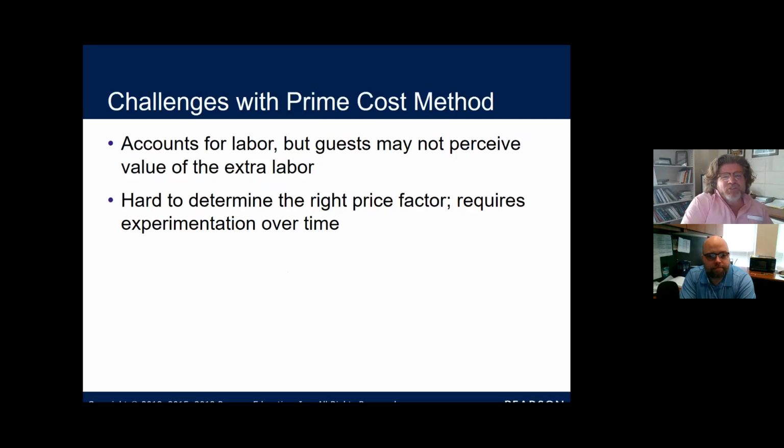So, some challenges with the prime cost method. First thing to keep in mind is your guest doesn't care. Your guest does not care how much labor you put into something. All they care about is what ends up on their plate and what comes out of their pocket. So I will use the prime cost method because it accounts for my labor, and that's awesome, but just keep in mind your guest doesn't care. All they want is what they perceive as a good value. Nobody wants to know how the sausage is made, nor do they care. They just want it to taste good.